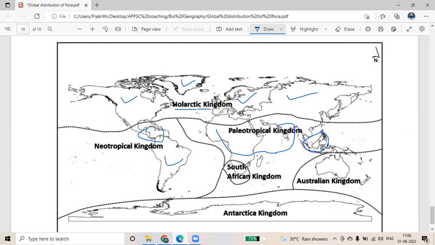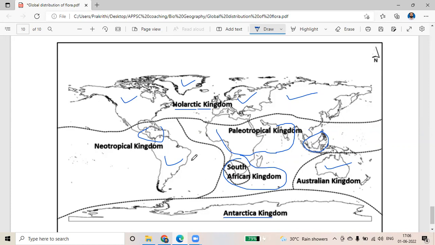Then the Cape Kingdom, that is the South African Kingdom. This Cape area, Cape of Good Hope, in this place. So this is the South African Kingdom, or we can say it as the Cape Kingdom. Then the Australian Kingdom, that is in Australia. The islands in front of Australia will also be included. Then Antarctica, the region there will come under the Antarctic Kingdom.